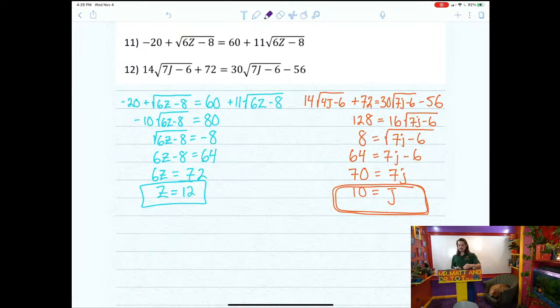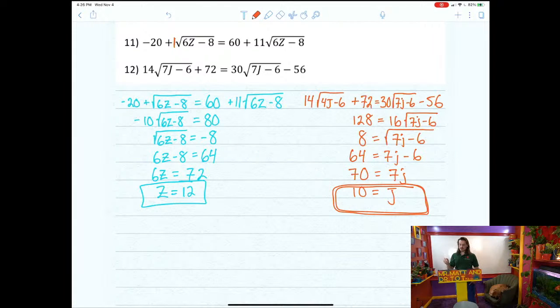Okay, so number 11, negative 20 plus the square root of 6z minus 8 is equal to 60 plus 11 times the square root of 6z minus 8. So we do have common radicands here, so we can combine these like values. Just remember that you have a coefficient of 1 here. When you don't have a coefficient, it's implied to be 1. So just watch out for that.